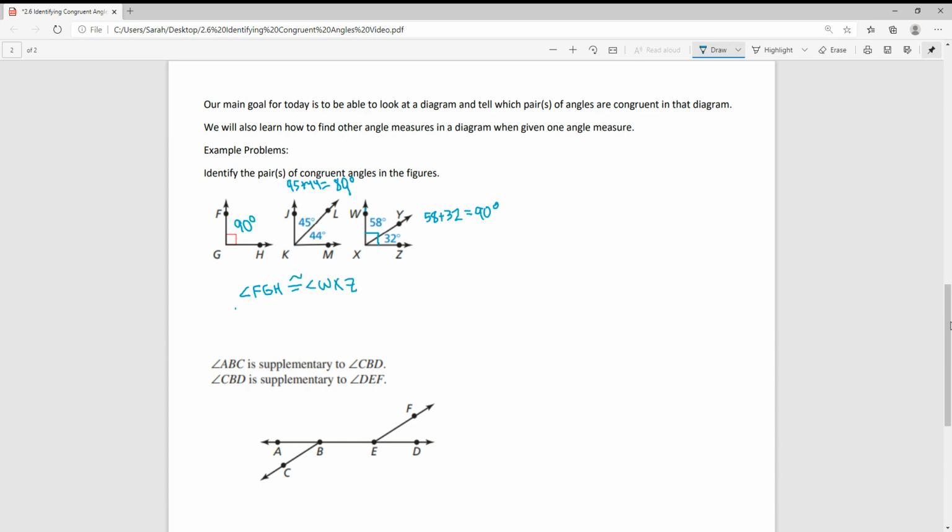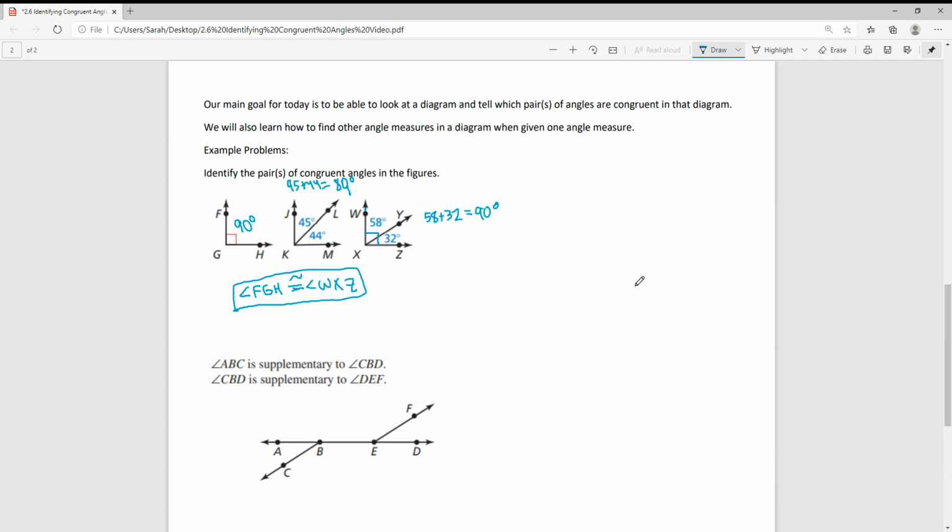Remember to be careful when you're naming your angles. You want the letter that's at the vertex to be the middle letter. None of the smaller angles are congruent to each other. We can see that very clearly because we're given exact angle measures. So just those two angles right there are congruent.